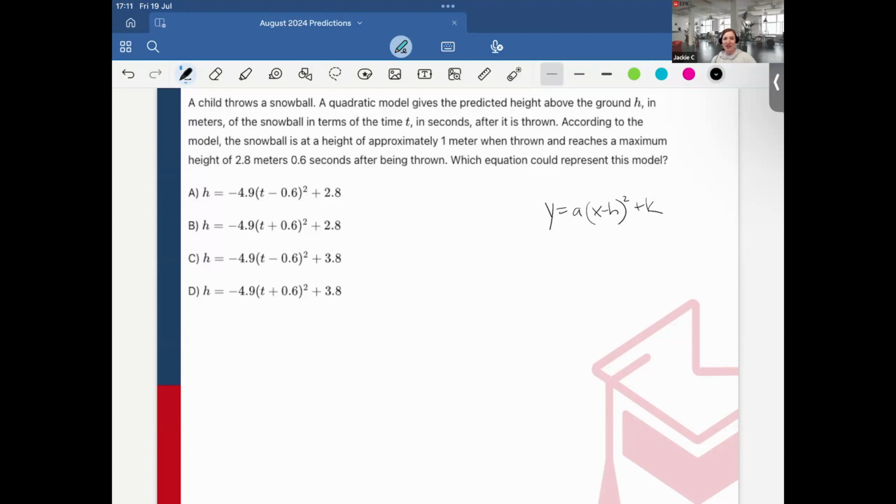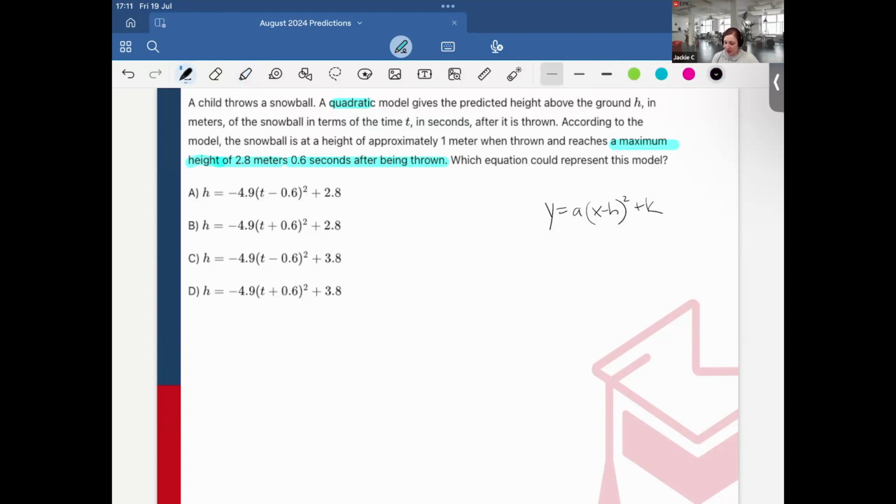Like this one, a child throws a snowball. A quadratic model gives a predicted height above the ground h in meters of the snowball in terms of the time t in seconds after it's thrown. According to the model, the snowball is at a height of approximately 1 meter when thrown and reaches a maximum height of 2.8 meters 0.6 seconds after being thrown. Which equation could represent this model?